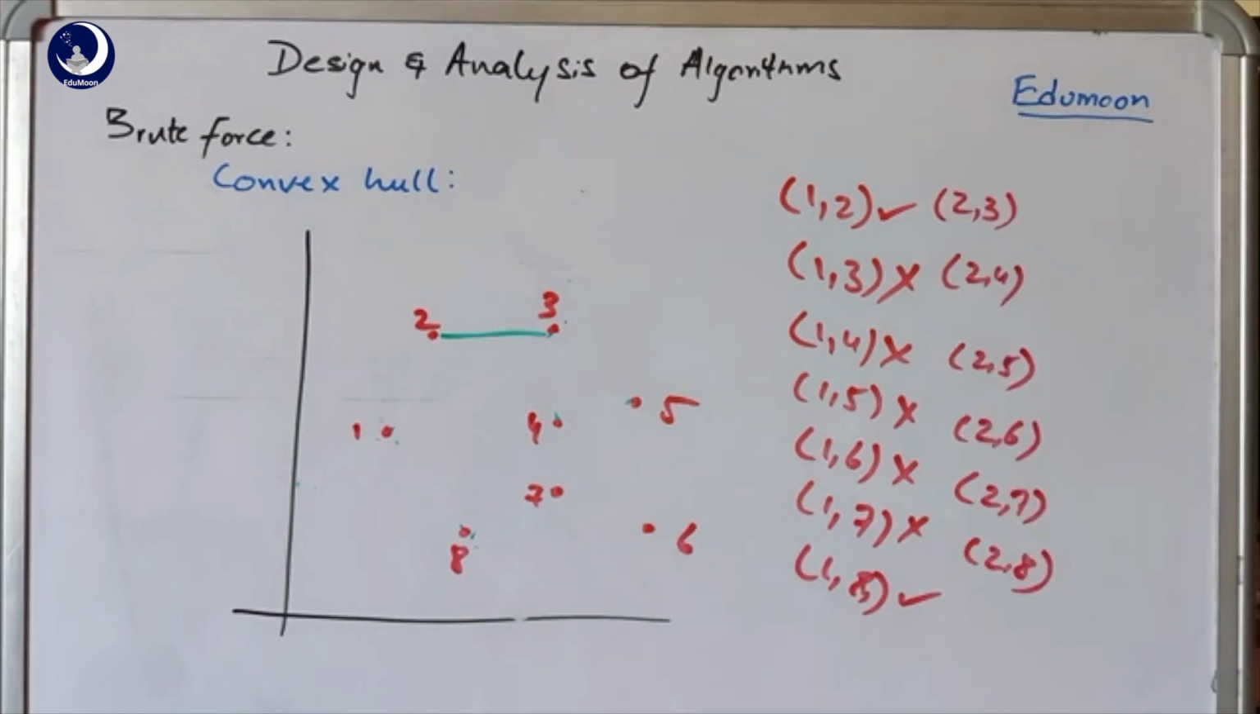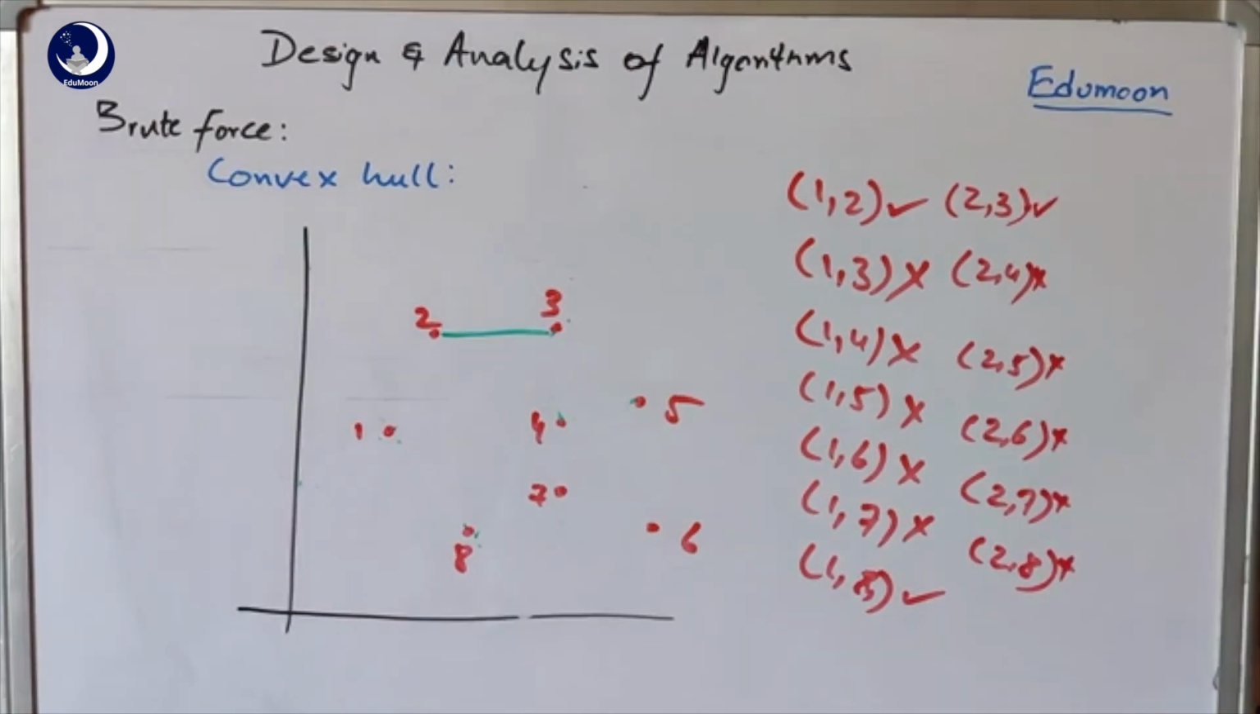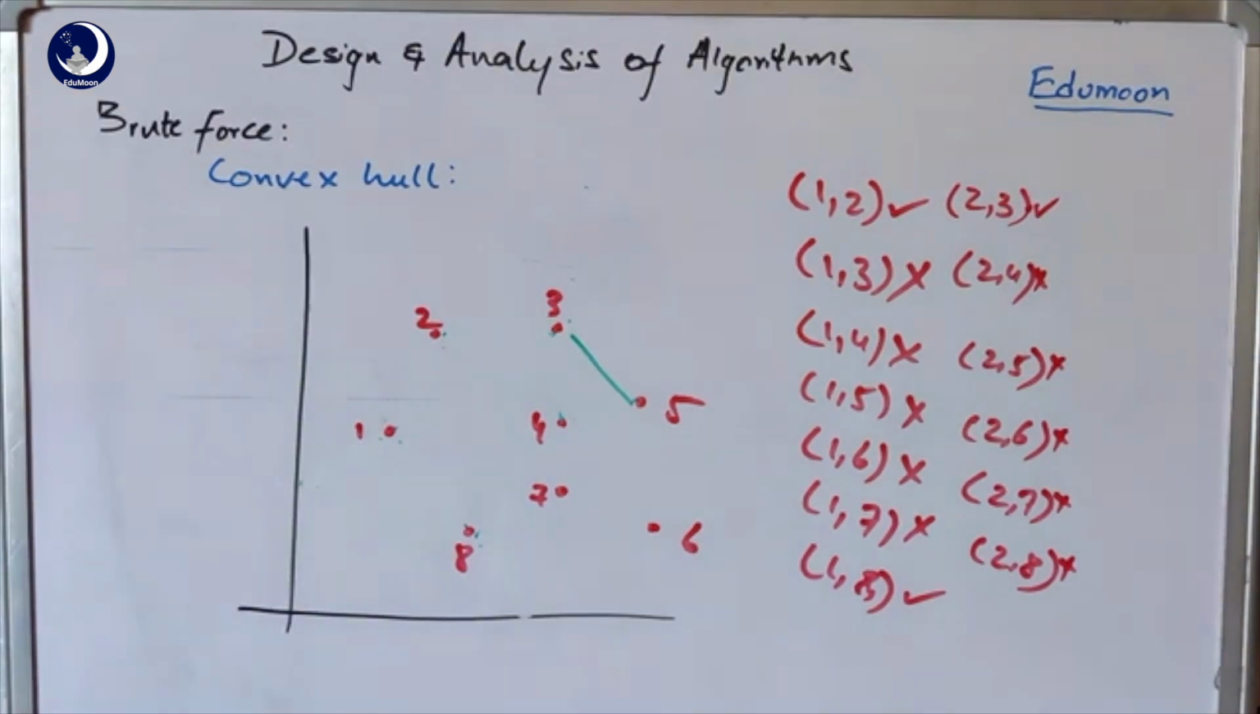That is, you can see with the pair combination of 2, only 2, 3 is the line. The remaining 2, 4, 2, 5, 2, 6, 2, 7, 2, 8 don't belong to this convex hull. Of course 1, 2 or 2, 1 both are the same, so we ignore that combination of 2 and 1. So in this only 2, 3 belongs to the hull. Similarly, if you take the next combination, that is with 3, we can easily guess that only 3, 5 is the only line that can be considered for the convex hull.